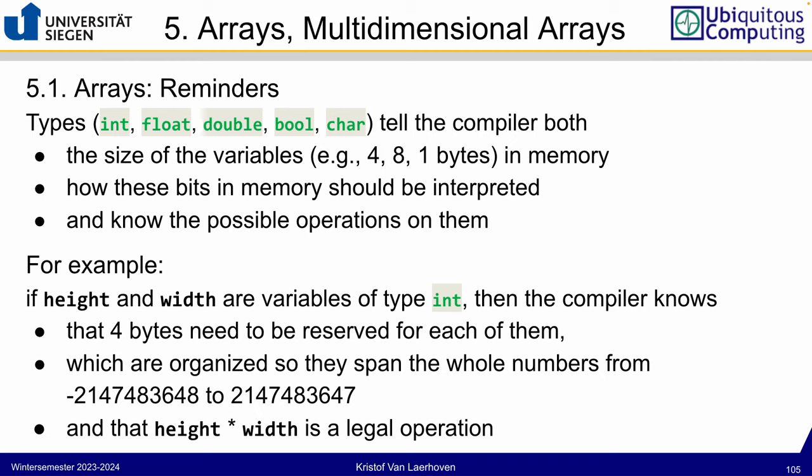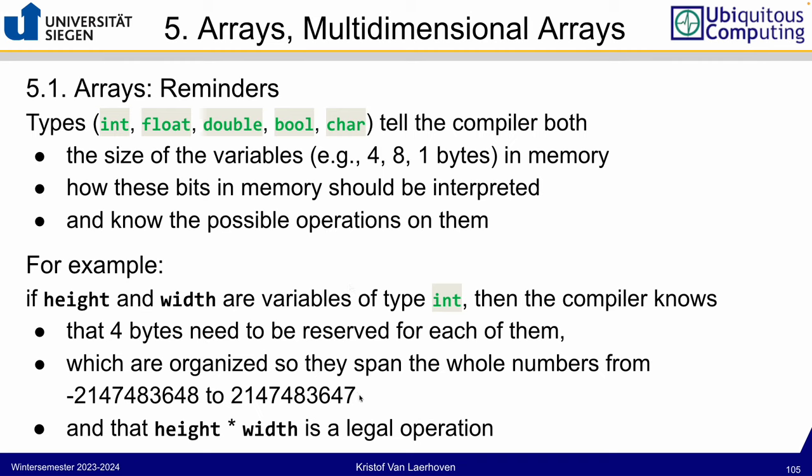And whenever you have one of those variables of those types, then the type already tells the compiler how many bytes it needs to reserve in memory for that variable, how to interpret those bits and bytes in memory, and also knows what operations are legal. That means those three things come along with the fact that we have types in C++. So here as a quick example, say in your code you have the variable height and the variable width, and you tell the compiler that these are of type integer, then the compiler immediately knows that it needs to reserve 4 bytes in memory for each of those two.